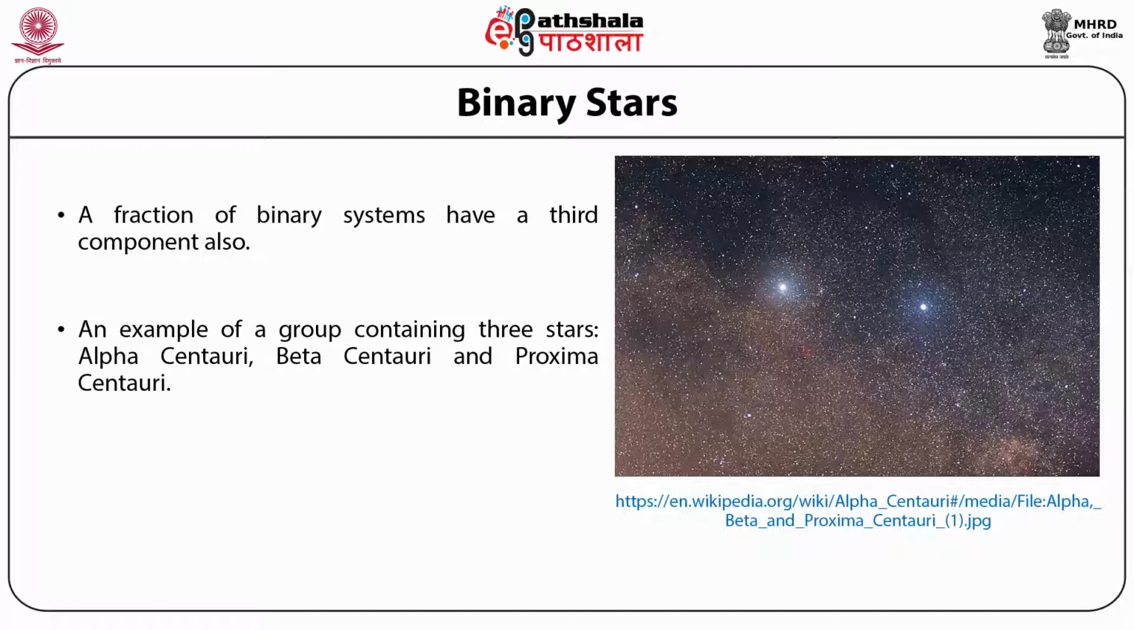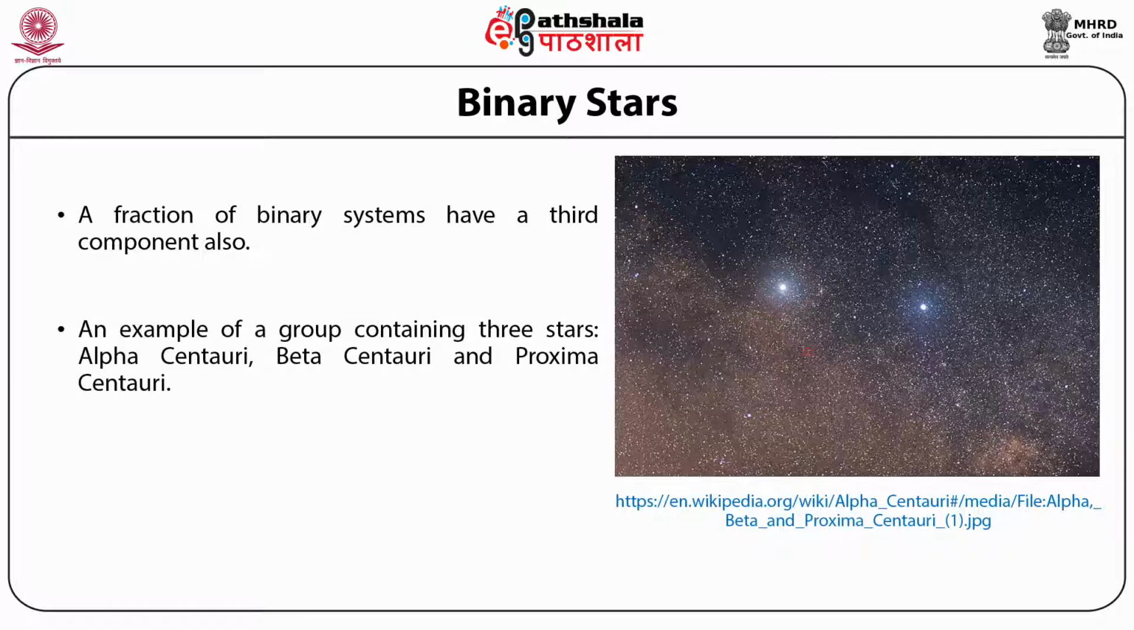Depending on the way in which a binary group reveals itself, it may be a visual binary, a spectroscopic binary, or an eclipsing binary group. In a few cases, a binary group may be visual as well as eclipsing, or it may be spectroscopic as well as eclipsing.